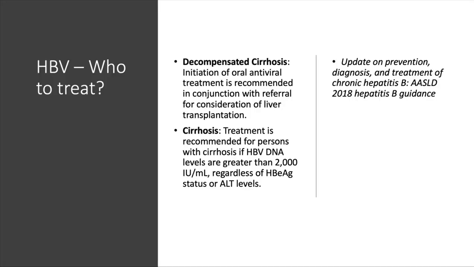Who do we treat for Hep B? Treat people with decompensated cirrhosis. We can give them antiviral therapy and refer them for liver transplant. Patients with cirrhosis, if they have a Hep B viral DNA anything above 2,000, great candidate for treatment. And these are all from the AASLD 2018 Hep B treatment guidelines. Those are pretty easy treatment choices. People who had bad liver disease and Hep B, we treat.